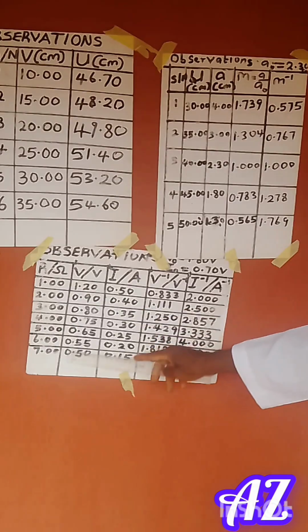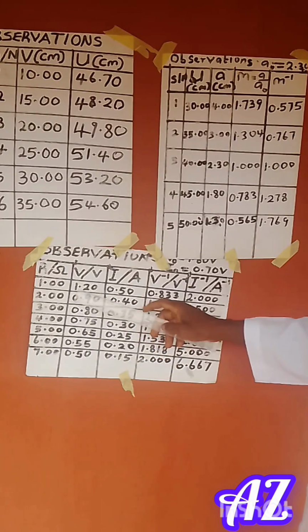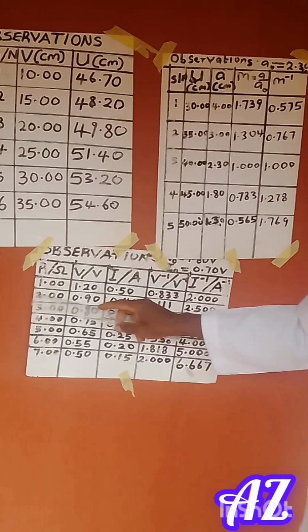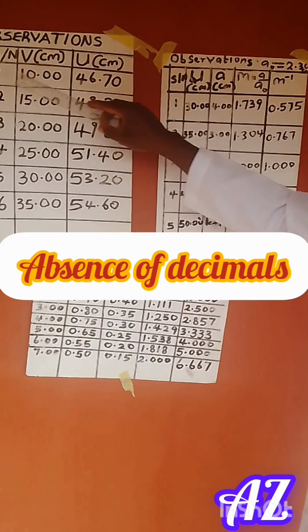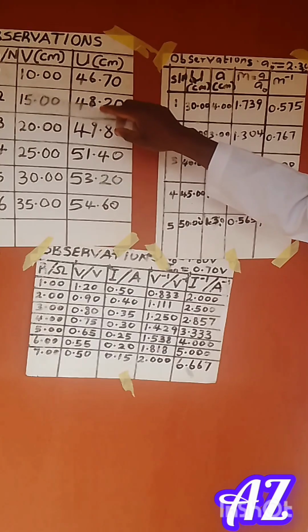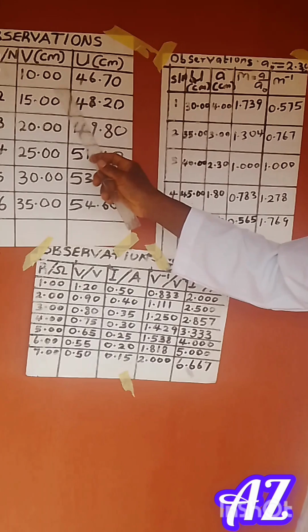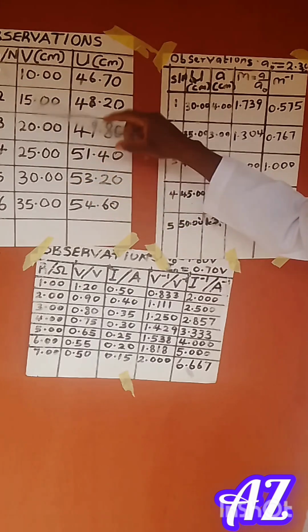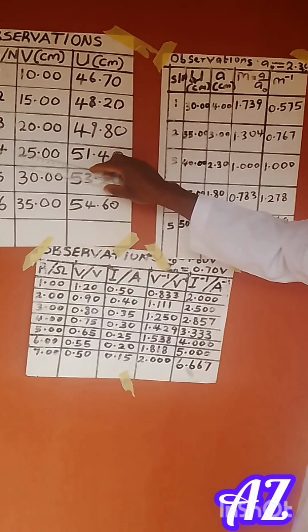Then writing whole numbers here without putting them in decimals. Instead of writing 1.00, you are writing just 1, 2, 3, 4, 5, 6, 7. Or here you are writing 10, 15, 20, 25, 30. No, it must be 0.00. By not writing it that way, you are losing half a mark for each of them. So that's very costly.